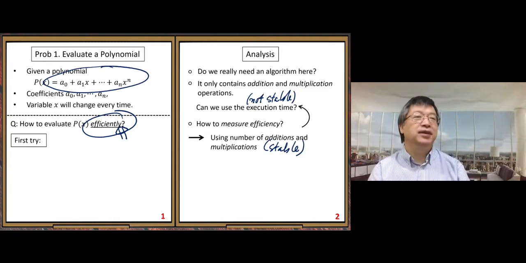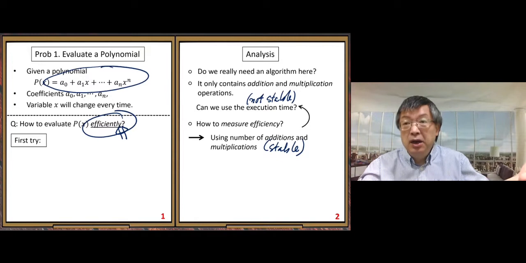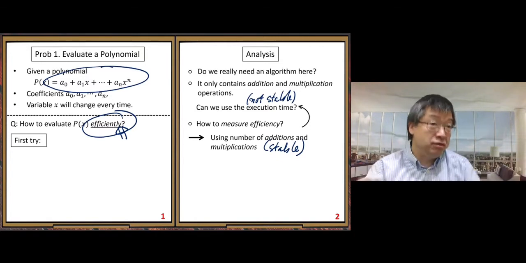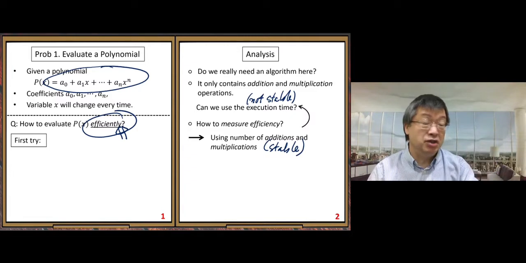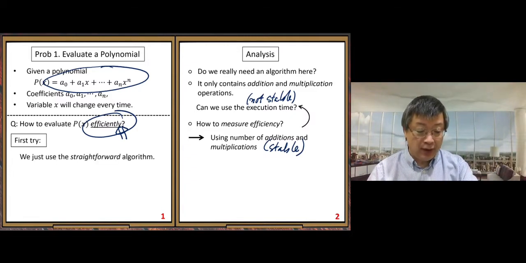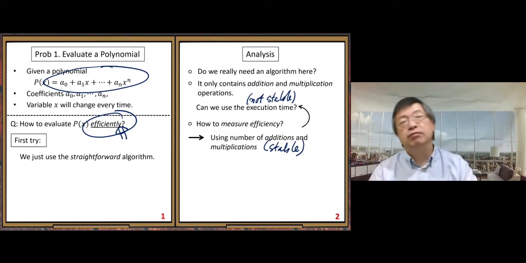First try, because at this point we do not have any new idea how to solve it efficiently. We only know one solution, the straightforward solution. That's the only one we know. So let's start with this straightforward algorithm, the one everyone knows how to do.